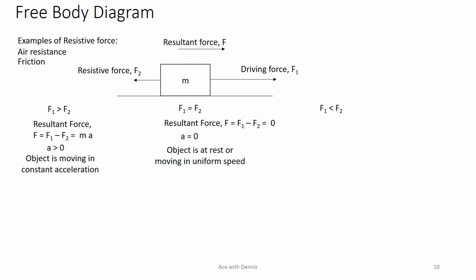Now, if F1 is less than F2, or the driving force is less than the resistive force, again the resultant force will be driving force minus resistive force, or equals ma. When a is less than 0, the object is moving at constant deceleration.